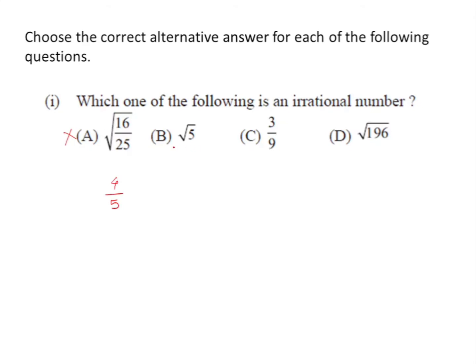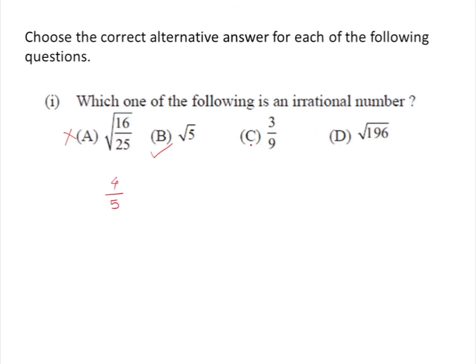So let's check it for the second alternative, that is root 5, and we know that the decimal form of root 5 is non-terminating and non-recurring. That's why root 5 is an irrational number. So alternative B is the correct alternative. So just check it out for alternative C and D whether these are irrational numbers or not.